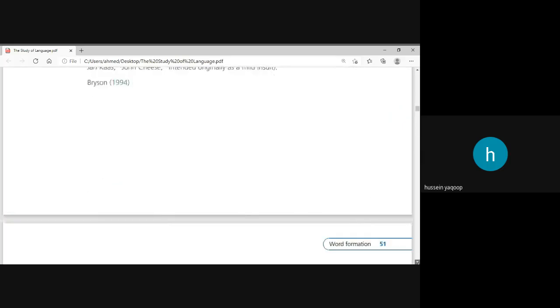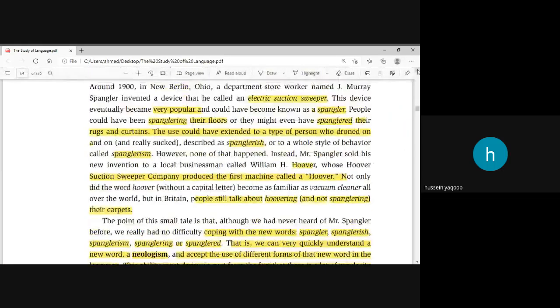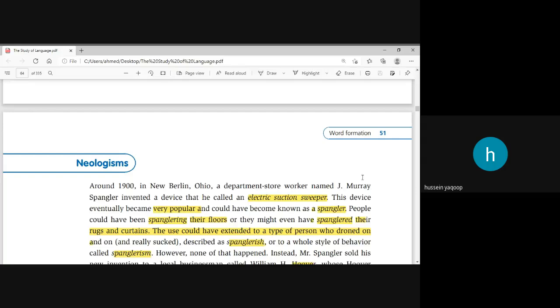Okay, so now we may start with the first part of the chapter, which is neologism. This is a very nice story here. I guess you read it. Around the last century, in New Berlin, we have a department store worker named Murray Spangler. Spangler invented an electric suction sweeper, meaning an electric vacuum cleaner. This device eventually became very popular among people, and they started using Spangler to mean something.